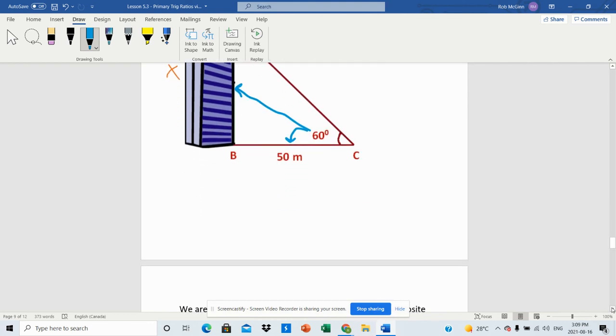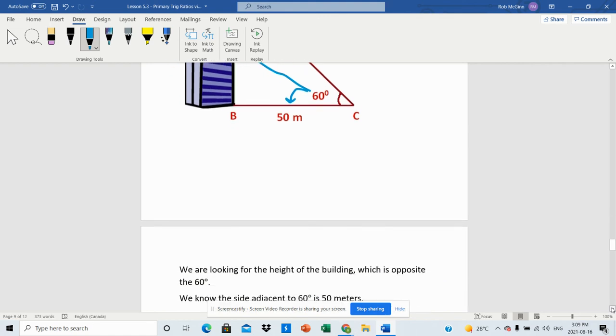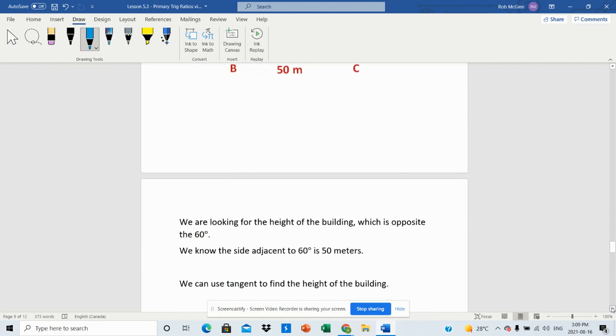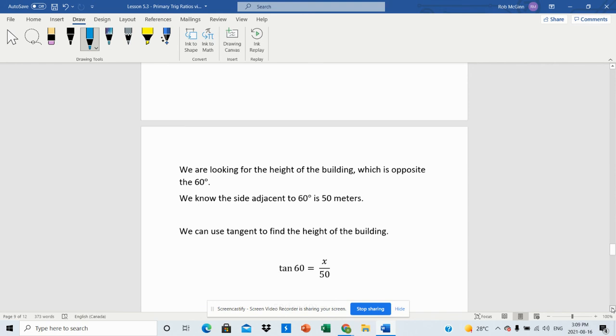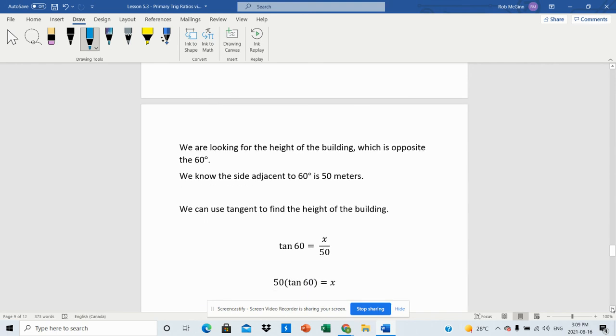And I'm just going to write it out. Tan 60 degrees is going to be equal to my opposite side over my adjacent side. So tan 60 equals my unknown opposite side, x, divided by my adjacent side, which is 50 meters. I'm going to use what I did early on in my first video here. I'm going to get rid of my fraction by multiplying both sides by 50. That's going to leave me with 50 times tan 60 equals x.